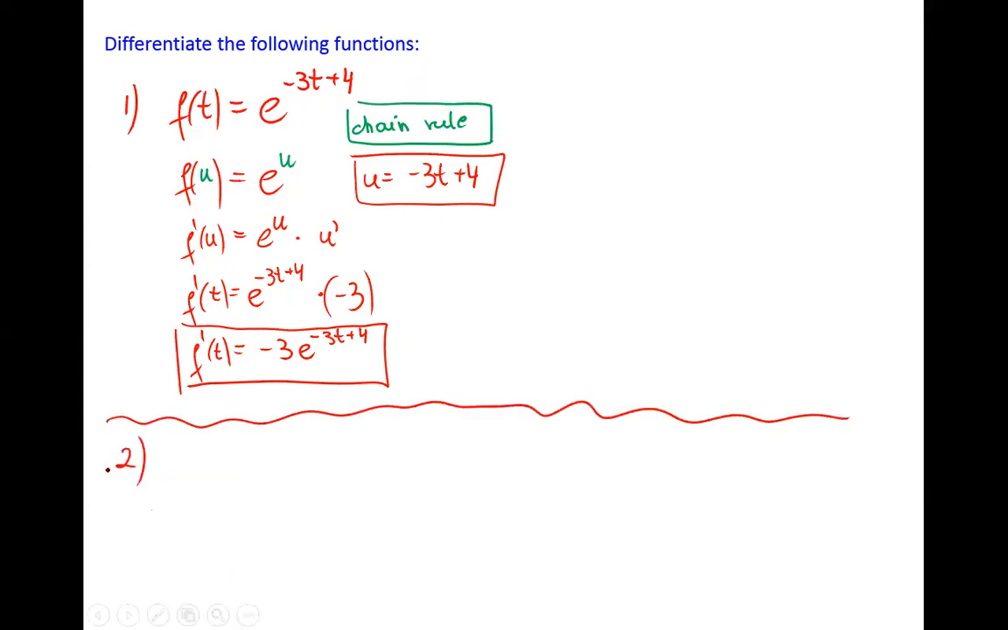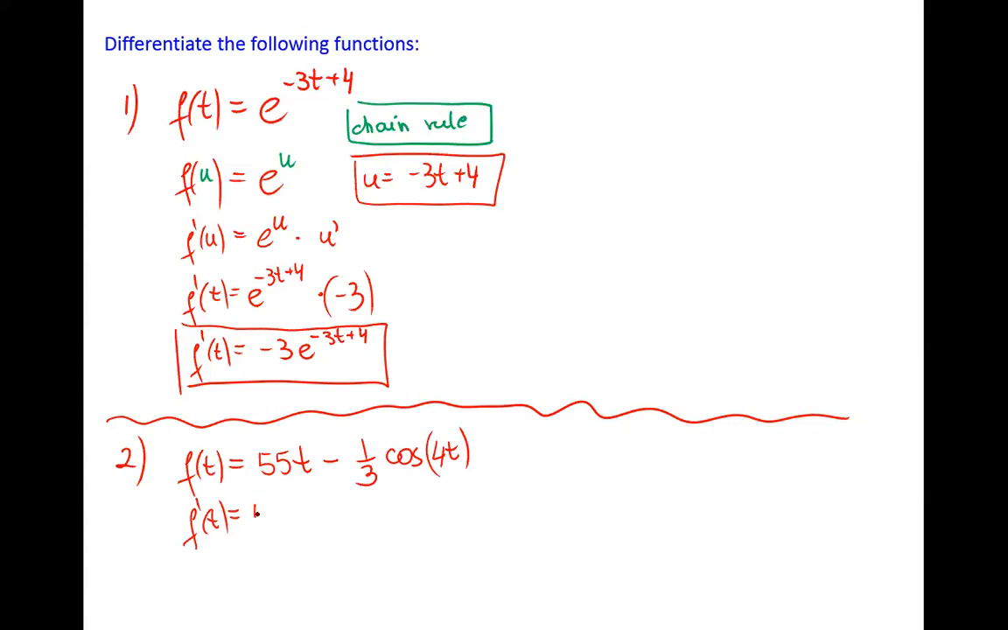Function number 2, f of t equals 55t minus 1/3 cosine of 4t. This one I see is just a subtraction of two simple functions: a linear function and a trigonometric one. However, for the trigonometric, we do have some inside value, but since it's linear, we know what to do with the coefficient 4. Okay, let's differentiate.